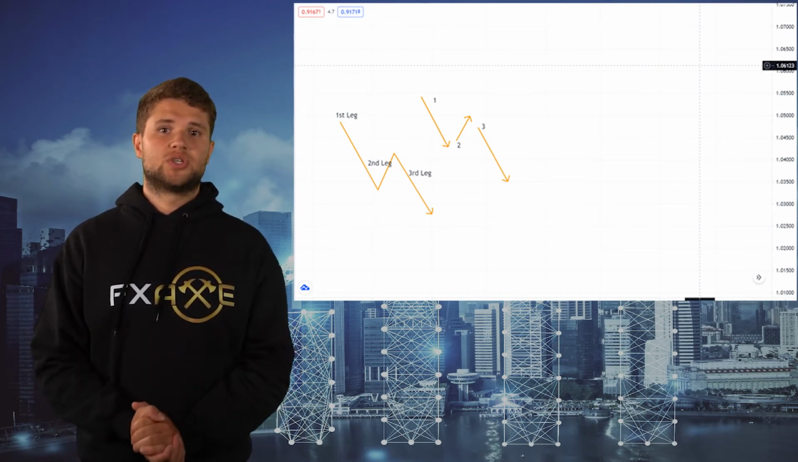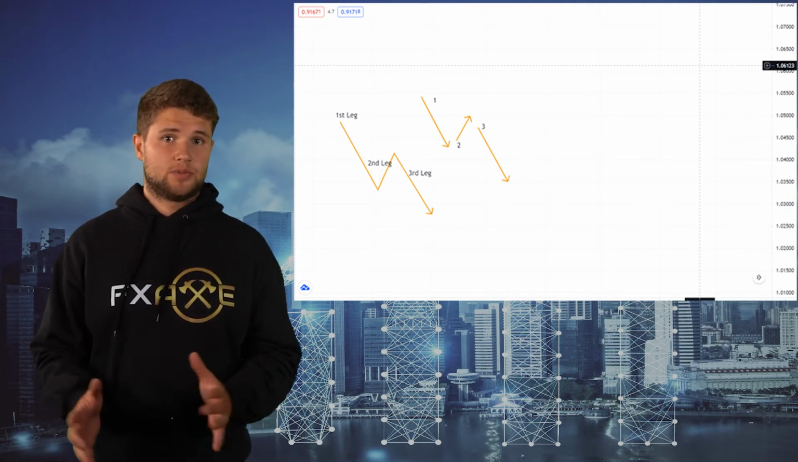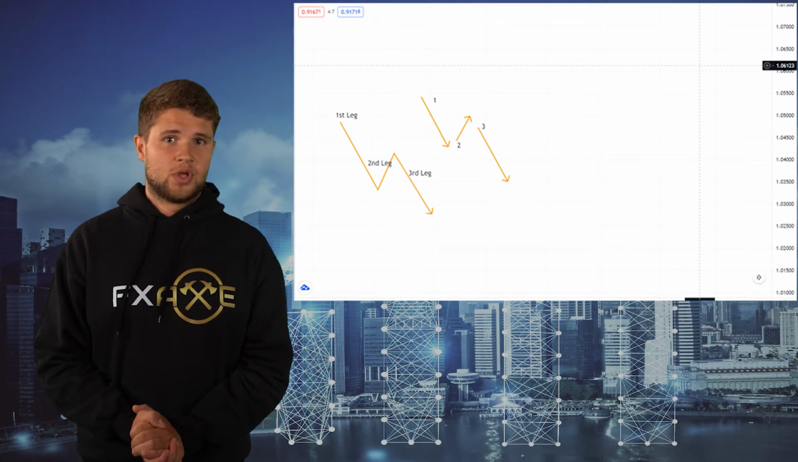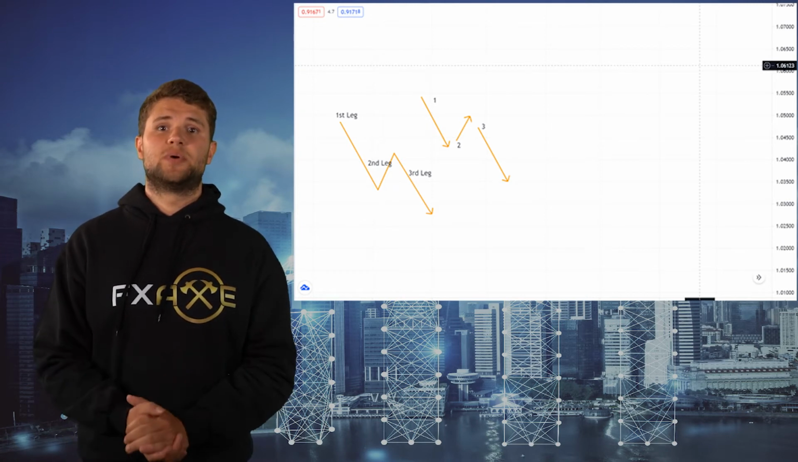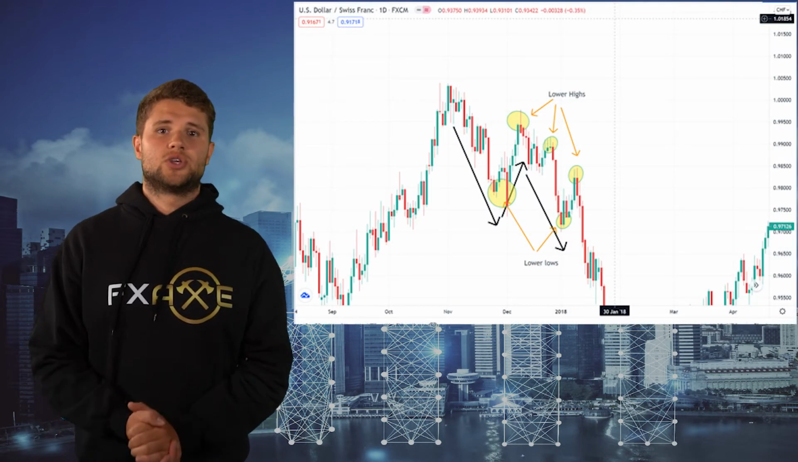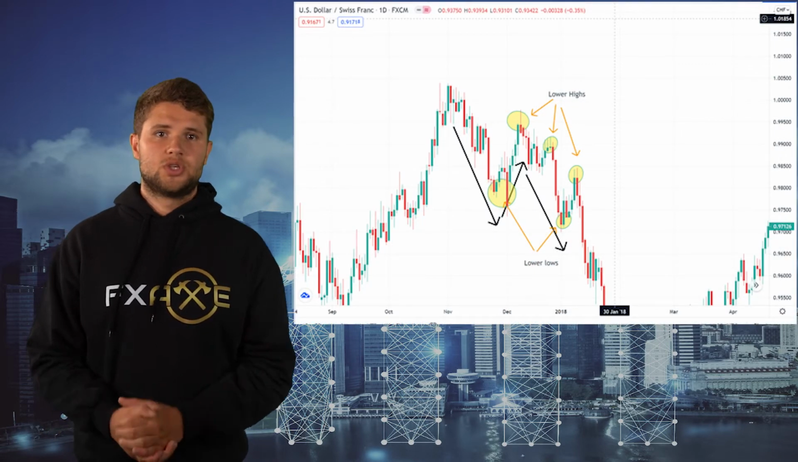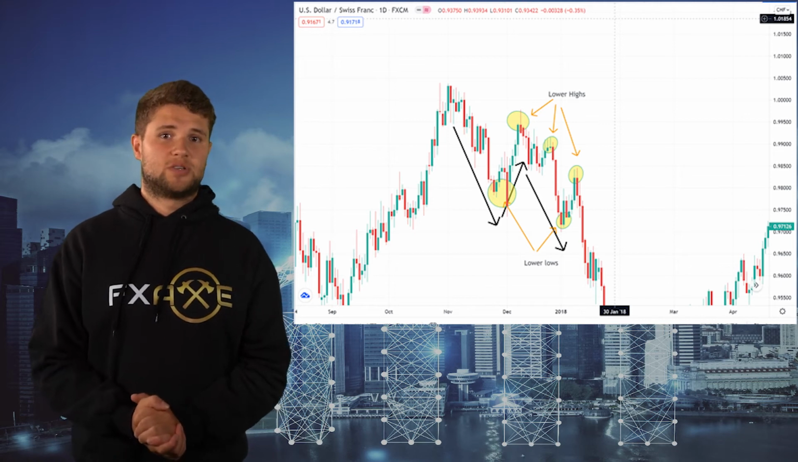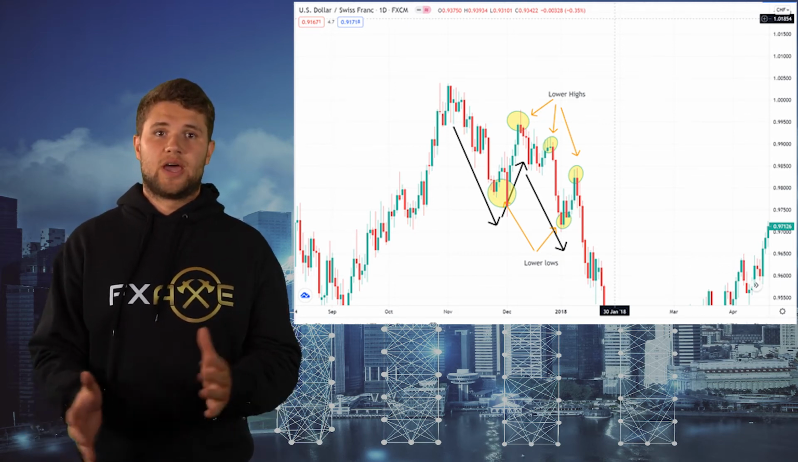The first leg pushes down, the second leg pulls back up with at least 2 bullish candles, not higher than the first leg. Then the third push leg blows below the bottom of the first leg. Here is how that looks on a price chart. So that is the 1-2-3 master pattern, which signals a breakout.